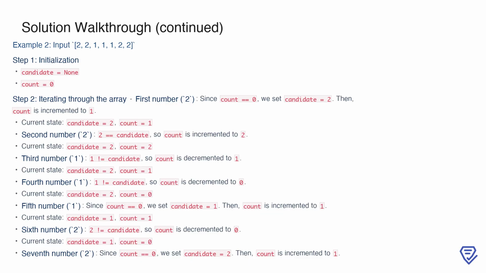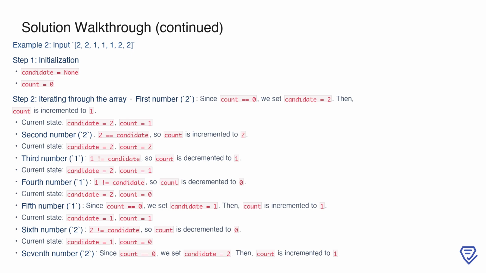The second number is also 2, which matches the candidate, so we increase the count to 2. The third number is 1, which is different from the candidate, so we decrease the count to 1. For the fourth number, 1, it still doesn't match the candidate, so the count drops to 0.